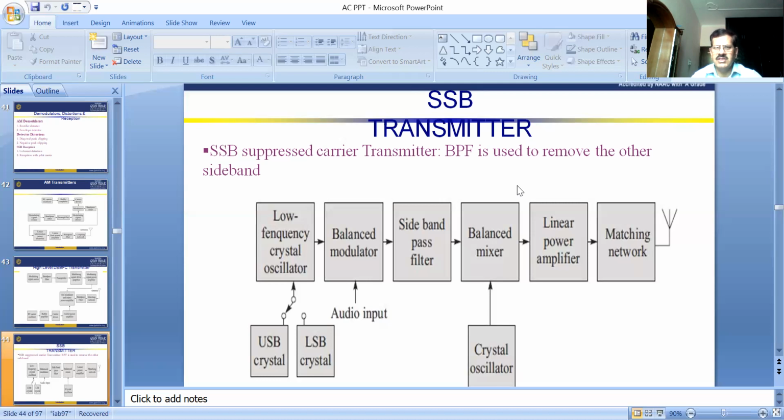mixed here in the balance mixer, and after mixing, the output of the balance mixer is again applied to the linear power amplifier, and this linear power amplifier increases the strength of the signal and provides linearity to the signal. And the next one is the output stage or matching network. Here the output signal is received, and this signal is transmitted to free space with the help of the antenna. So this is the SSB transmitter, which is used for single sideband transmission purposes.